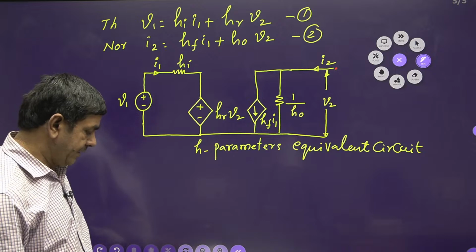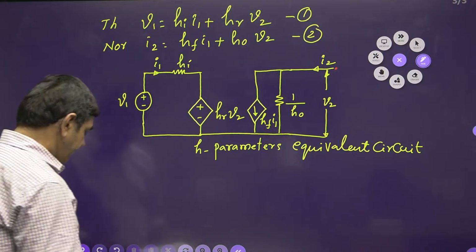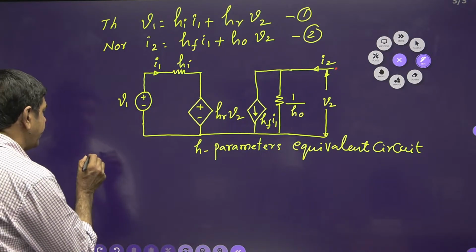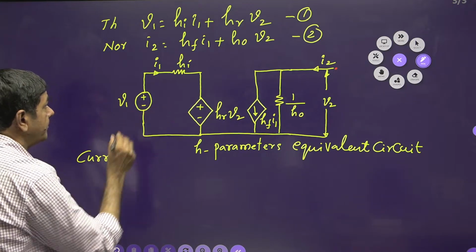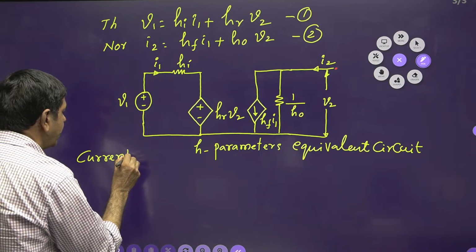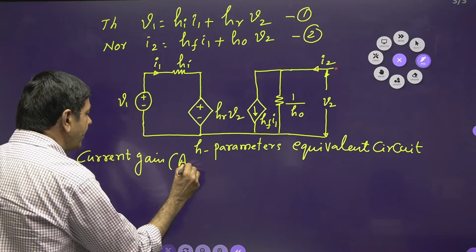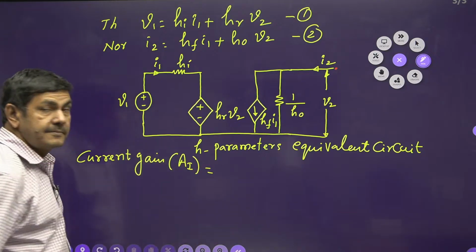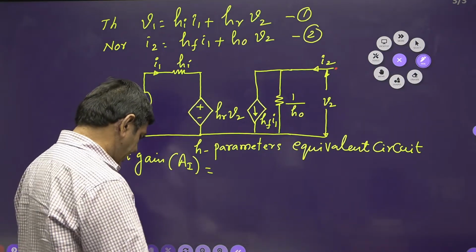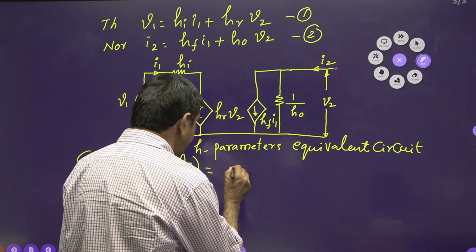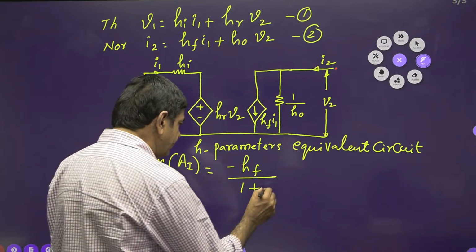What are the gains? Current gain or voltage gain, whatever it may be. Sometimes you will be asked for the current gain. What formula can you use for the current gain in the H parameter model? The current gain is given the symbol AI. Current gain equals A suffix I, which is calculated by minus HF divided by 1 plus H naught into RL.